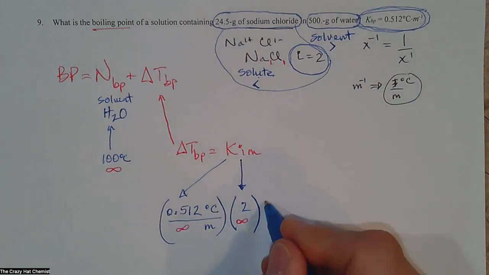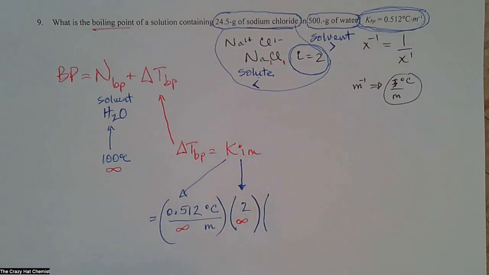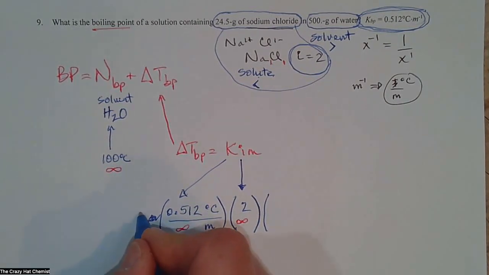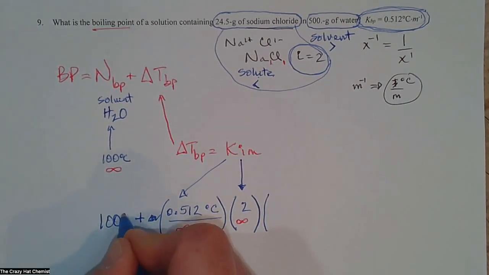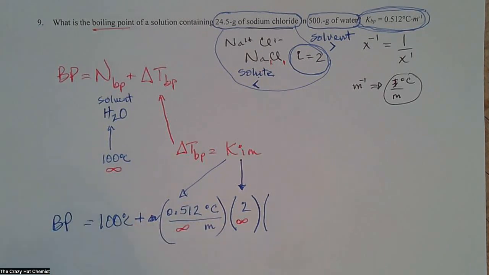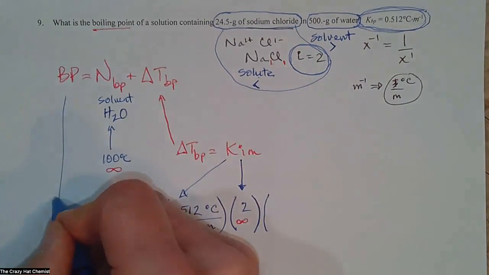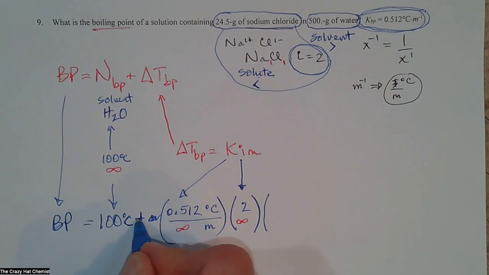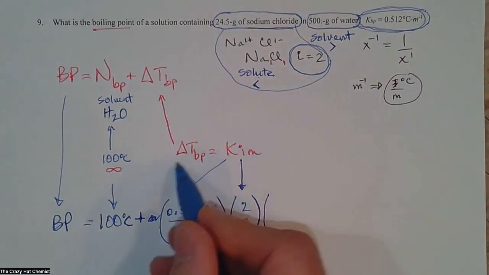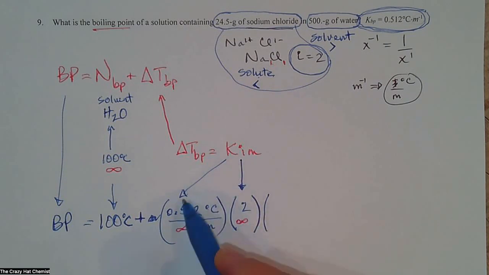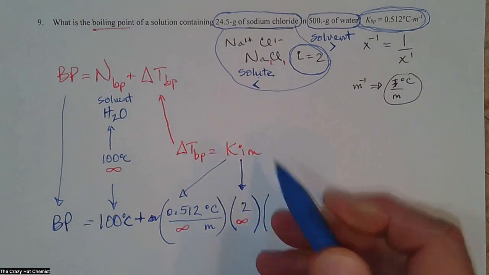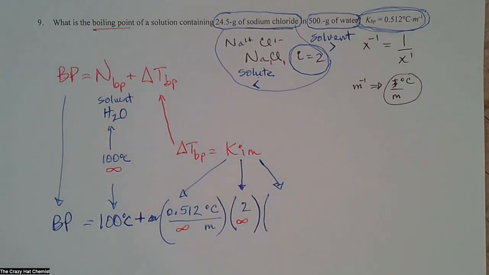So the next component that I need to calculate here is the molality. Okay, so here we go, 100 degrees Celsius boiling point. The boiling point is equal to the normal boiling point, that's 100 degrees Celsius, plus the change in temperature of the boiling point. And I'm taking what the change in temperature is: that's the K, the constant for the solvent, the i, the Van't Hoff factor for the solute, and the molality. So I need to solve for the molality.